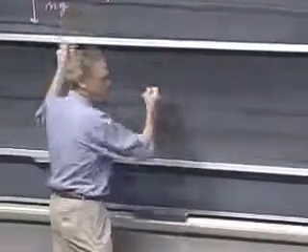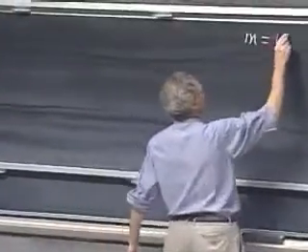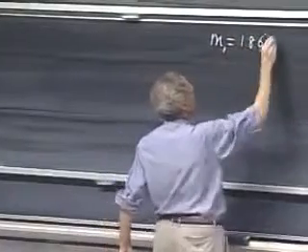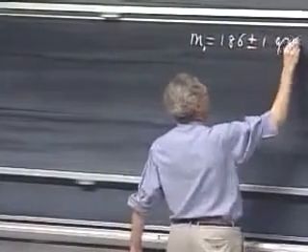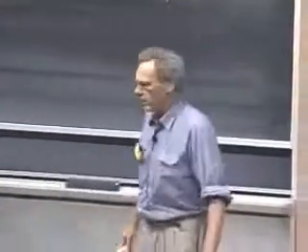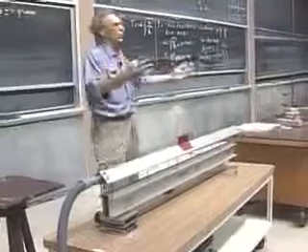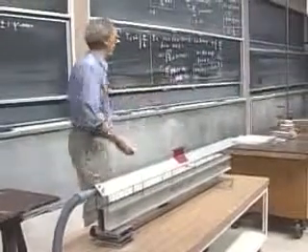This object has a mass of 186 plus or minus 1 gram. Call it M1. I'm going to oscillate it, and we're going to measure the period. But instead of measuring one period, I'm going to measure 10 periods, because that gives me a smaller uncertainty, a smaller relative error in my measurements.